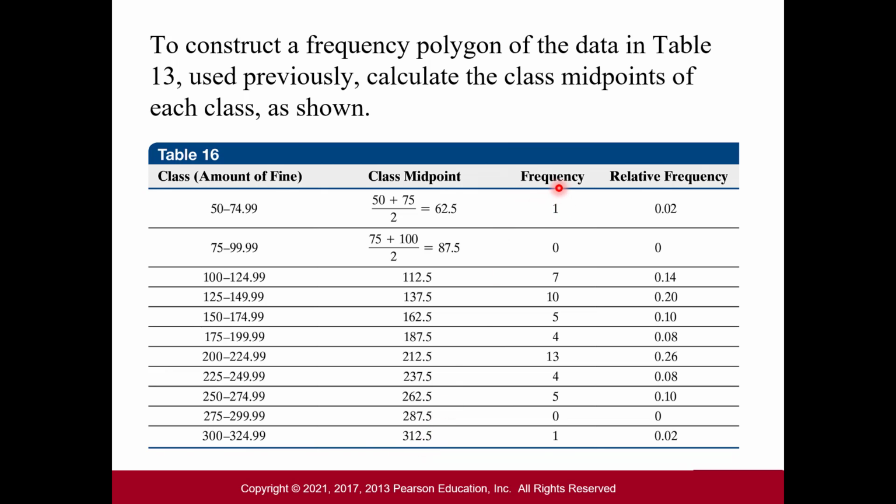The frequency of the data within each of these classes, for this class, 50 to 74.99, was 1. If we jump down to 200 to 224.99, that had a frequency of 13, and so on. Here we have the relative frequency. Remember, the relative frequency is the frequency divided by the total. In this case the total was 50, so 13 divided by 50 was 0.26, or 26%.